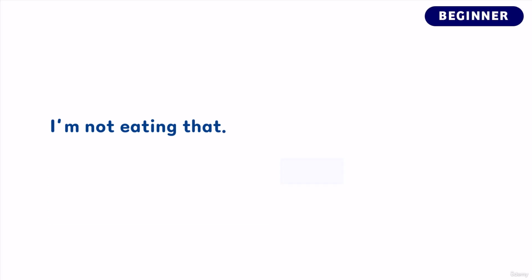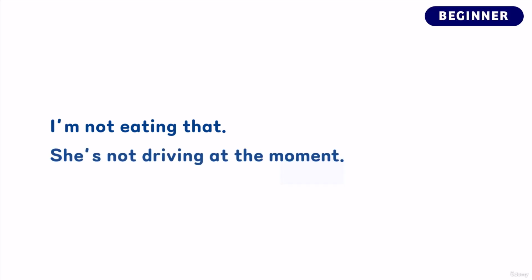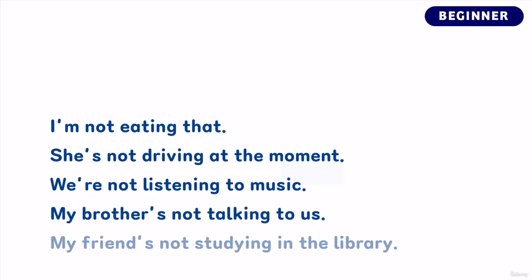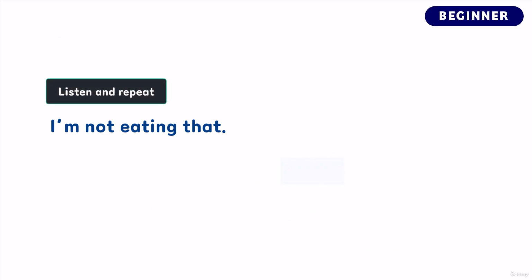Let's take a look at a few more example sentences. She's not driving at the moment. We're not listening to music. My brother's not talking to us. My friend's not studying in the library. Okay, so let's now do a speaking practice of these sentences. I'm not eating that.